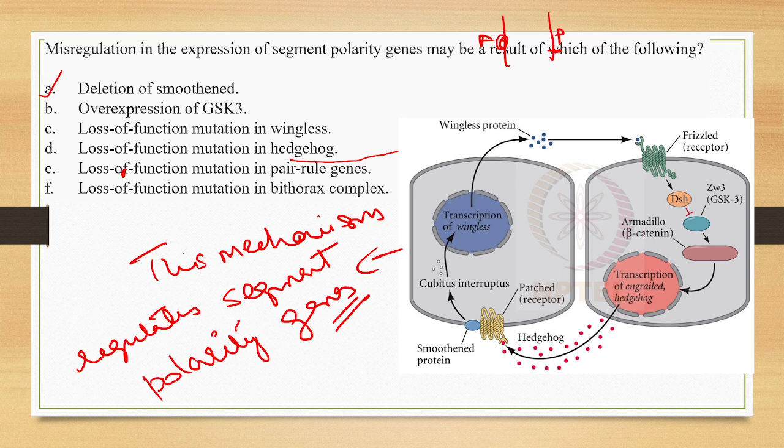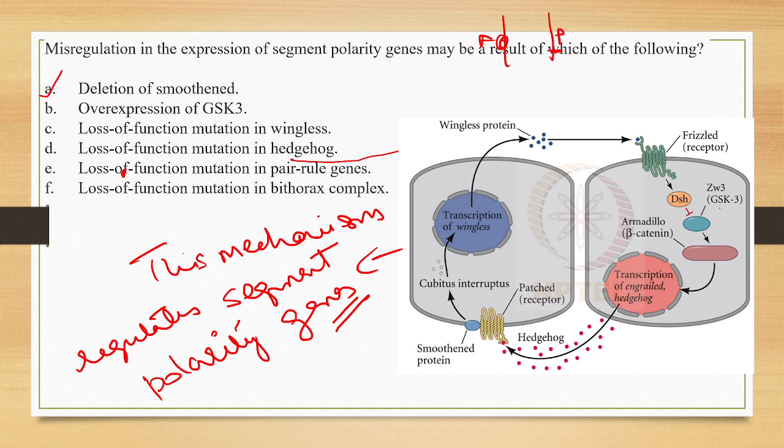Here, armadillo is the beta catenin, which when it goes to the nucleus, gives signals for the transcription of engrailed and hedgehog. That means because of the binding of your wingless protein, this destruction complex is destabilized and it is not able to bind with this beta catenin to destroy it. And therefore, this beta catenin can go inside the nucleus and do the transcription of engrailed and hedgehog.